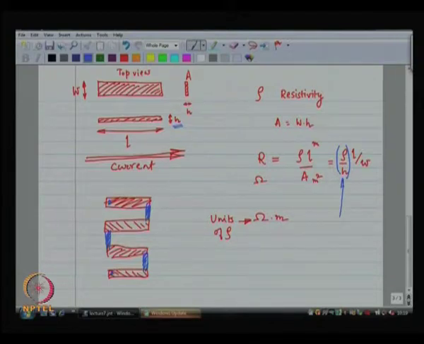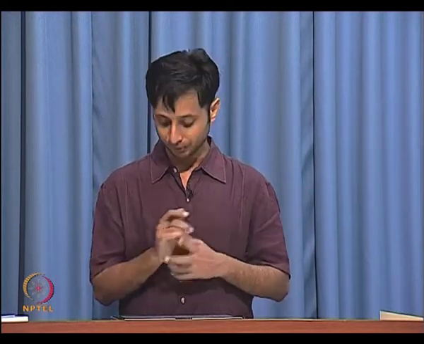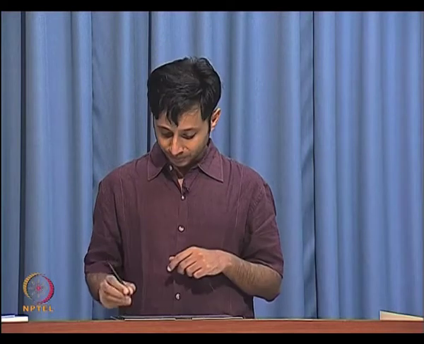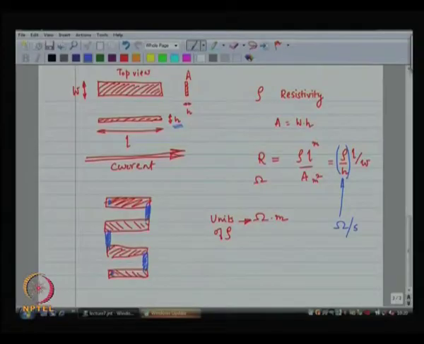Rho has units of ohm meters, so rho by h has units of ohms only, right. Now, it is funny that the foundry tells you that the resistivity is so many ohms. So, it is a little funny to relate ohms over there. They give you a little additional information. They tell you it is so many ohms per square.